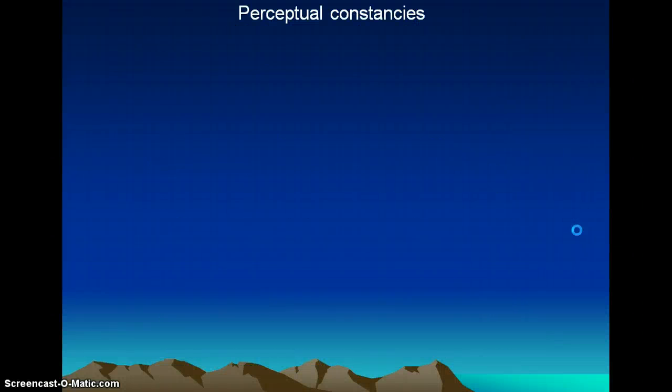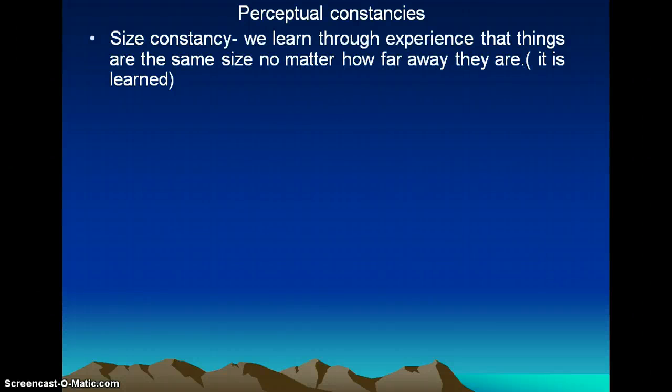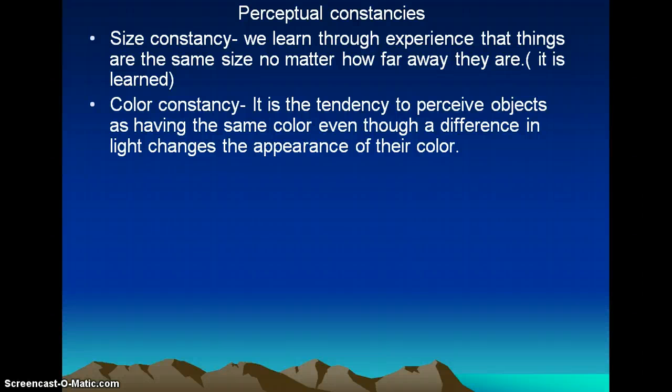Alright, perceptual constancies. These are things that stay constant even though they're not. Size: we know through experience that things are the same size no matter how far away they are. If I see a guy standing on the track and he's half a mile away from me, he's really tiny in my visual input, but I know when he gets to me, he will be my size. This is learned. Let me back up there just a second.